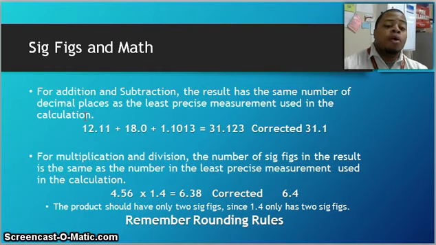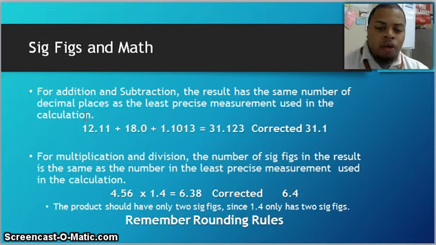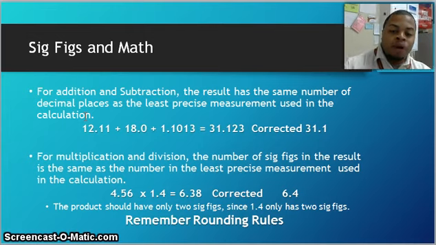Now, for multiplication, we're going to do something similar, but we're looking at the number of significant figures in the result. So we have 4.56 times 1.4. Usually, again, we write our answer as 6.38, but we can only be as accurate as our least precise measurement, which is going to be 1.4. So we'd have to round our answer to two significant figures, being 6.4, because 1.4 only has two significant figures.